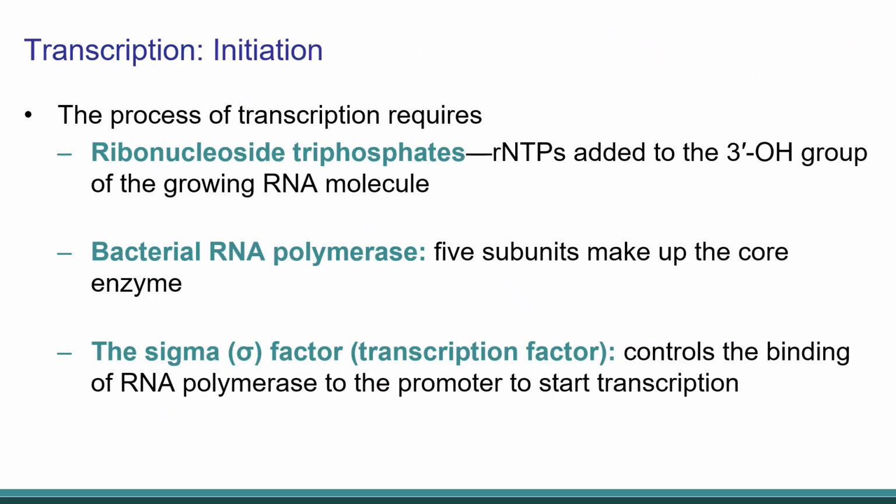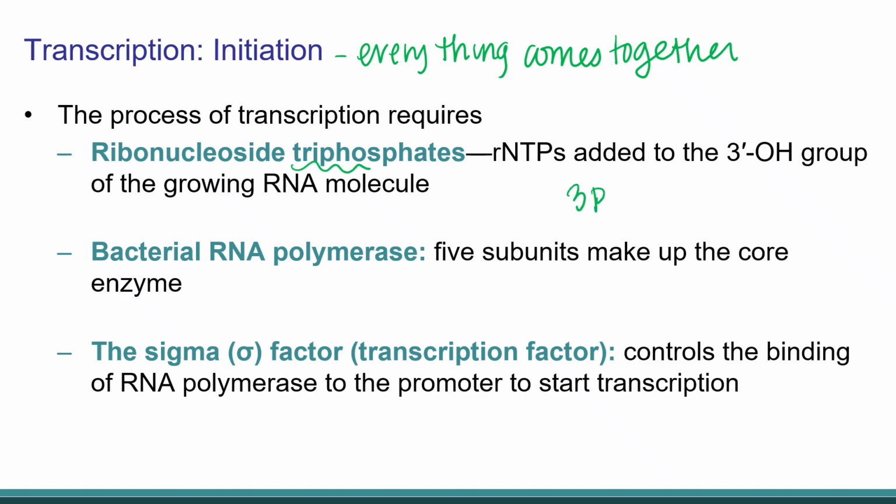Our first phase of transcription is the initiation phase. In the initiation phase, essentially everything comes together. All of our components come together. And just like DNA replication, in order to be able to build an RNA molecule, we need nucleotides. So we need ribonucleotides because this is RNA. And just like in DNA replication, we need a specific version of the nucleotide called a nucleoside triphosphate. Remember that those triphosphates have 3 phosphate groups.